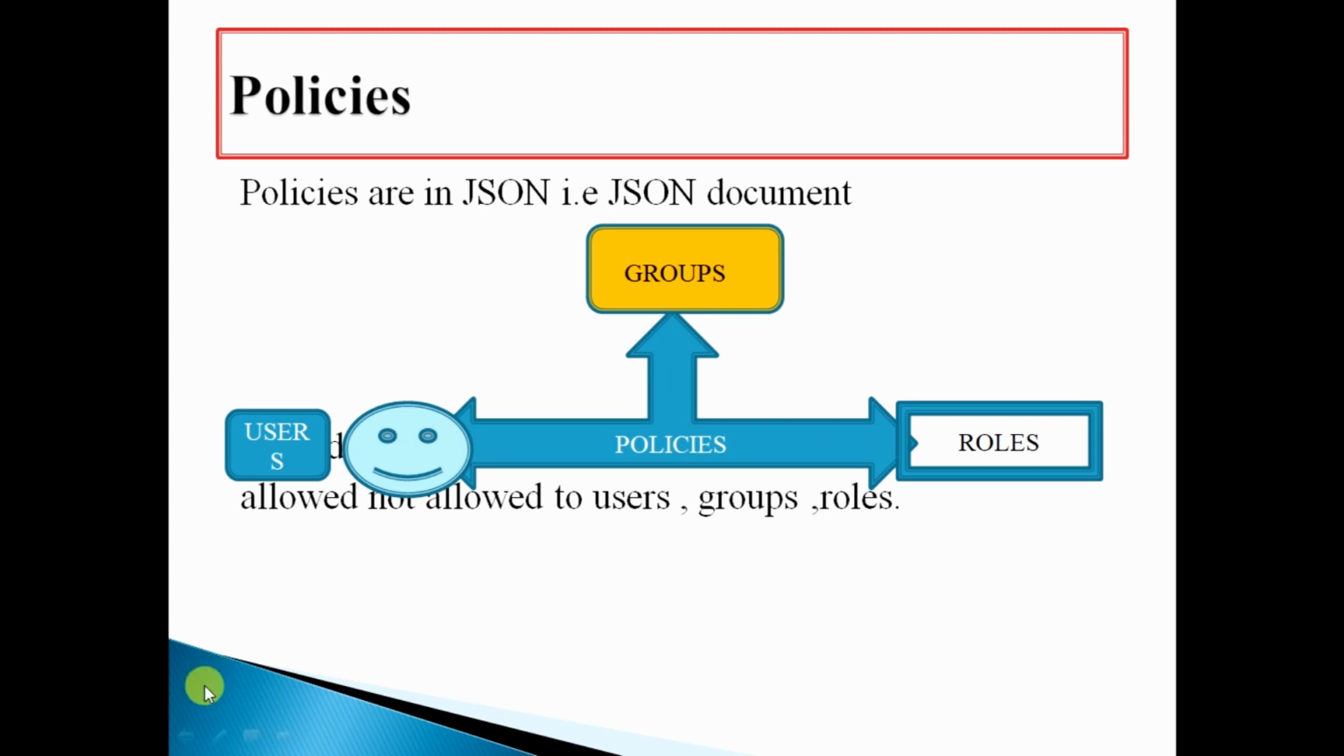So you have users, you have groups, you have roles. Now you have policies, which are JSON documents. These JSON documents, JavaScript Object Notation documents, tell us what is allowed and what is not allowed for users, groups and roles. So you have existing policies. You can also create a new policy. You don't always need to create a new policy, but there are so many policies, you can just apply those policies.